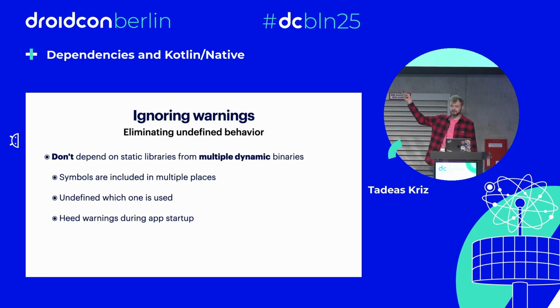So if you have duplicate symbols, they are included in multiple places, as I mentioned, and it's really undefined which one is used. You're basically playing a lottery every single time. And most of the times you will win, which is weird. But then there will be times, and it's usually gonna be users or your CEOs that will find those lottery numbers that didn't win, and they will be mad at you. So heed all the warnings during the app startup.